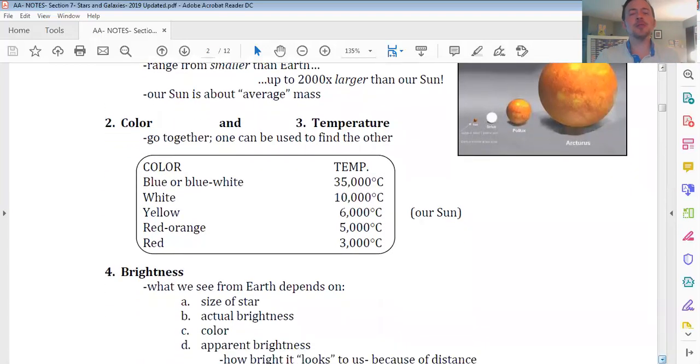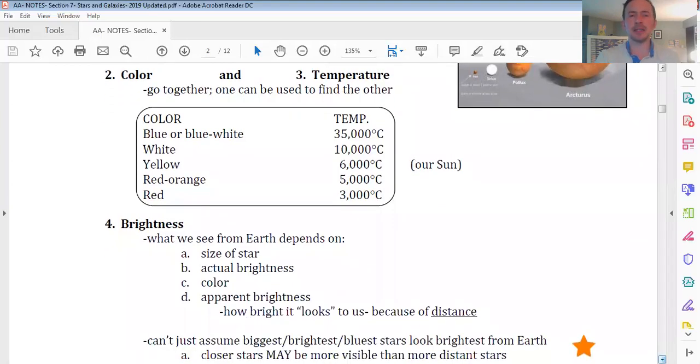Okay, these next 2 properties are very, very consistent. And what that means is we have a relationship between the 2, and that is color and temperature. If you know one of them, you'll automatically know the other. So from this table, you can see that the hottest stars by far in the sky are blue or blue-white. Then we have white, and then notice our sun, a yellow star, is about average.